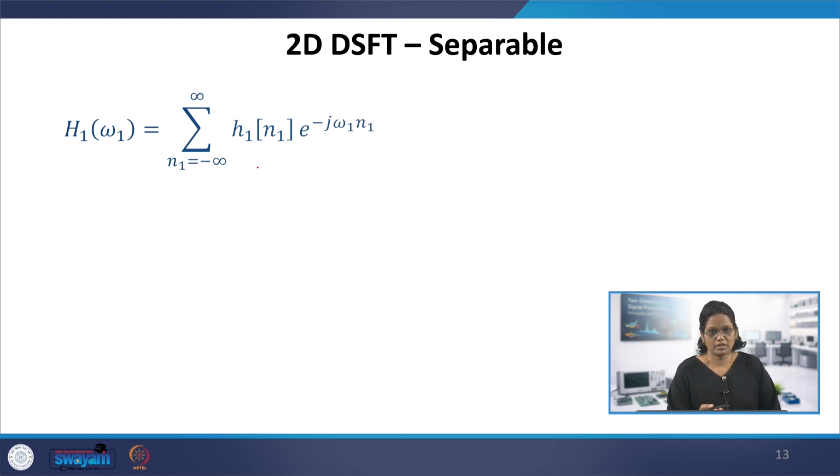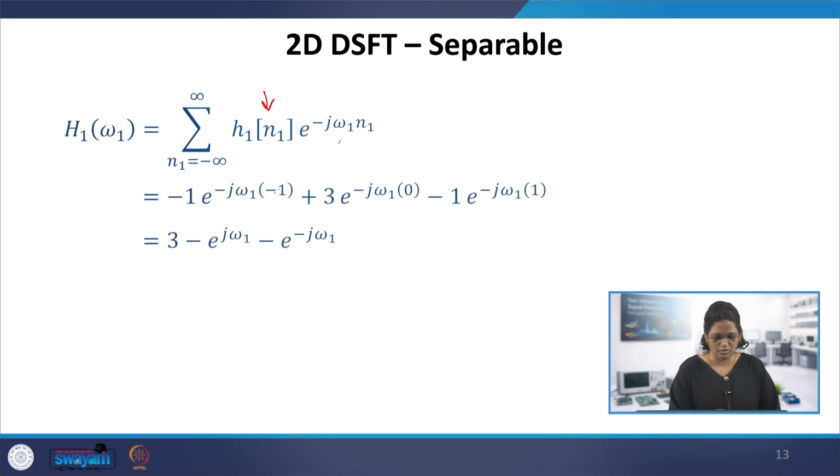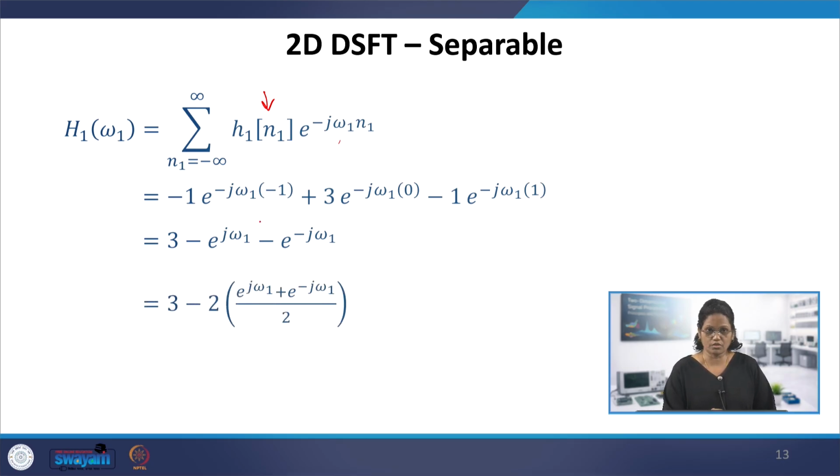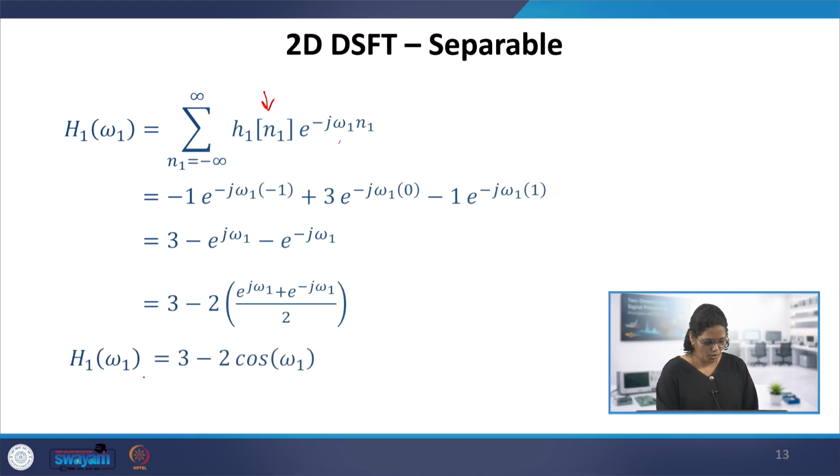Instead of the 2D DSFT, this is the formula for the 1D DTFT of h1 of n1, which is a sum of terms with e power minus j omega 1, and it exists for n equal to minus 1, 0 and plus 1. Simplifying, you get e power j omega 1 here and e power minus j omega 1, and you get the simplified expression of H1 in the frequency domain. We can further simplify it to a cosine expression, cos of omega 1, so we can plot this separately as well.